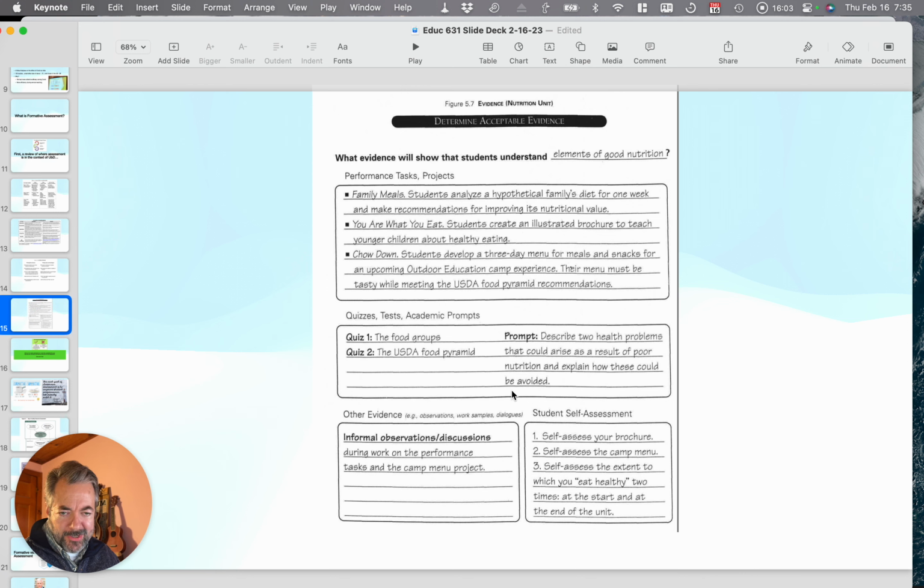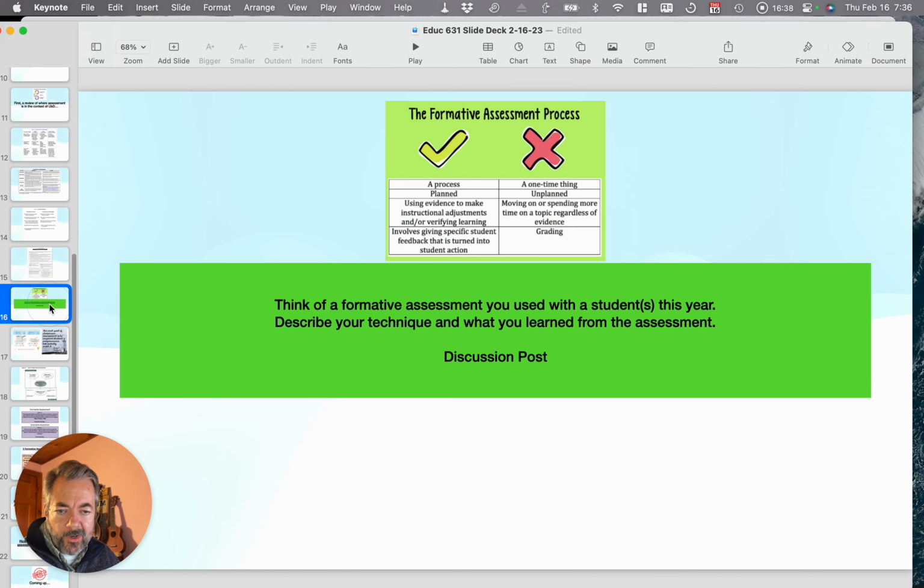And then this piece here I'll skip by real fast. I just put it in because it is a lesson plan, the lesson plan here for a good nutrition unit. So all this is assessment, but it's kind of broken down. In the UBD format, you're going to think performance tasks or projects. The second one is more typical ones: quizzes, tests, academic prompts, and then other evidence like self-assessment and informal observations, that sort of thing. All right.